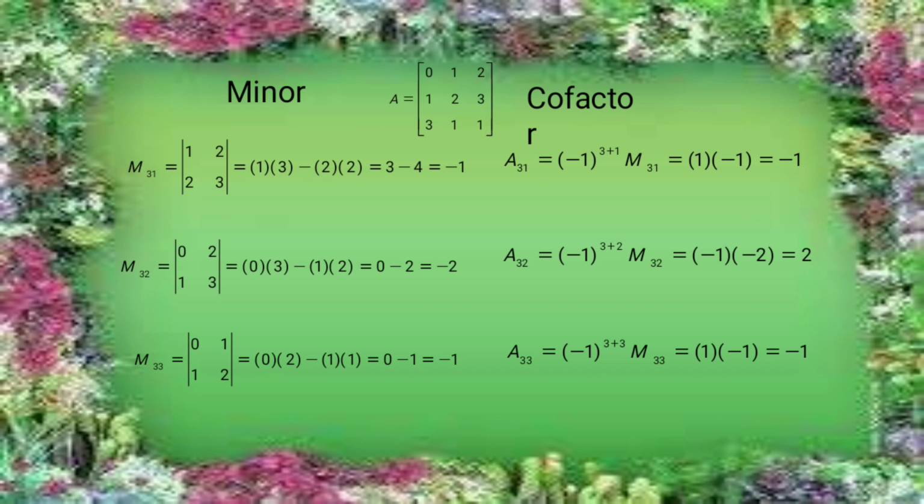Same way we can calculate the minor and cofactor of the remaining positions. M31 is equal to minus 1 and the cofactor of A31 is minus 1. The minor M32 is minus 2, cofactor of A32 is 2, and the minor of the last position M33 is minus 1 and cofactor of A33 is minus 1.